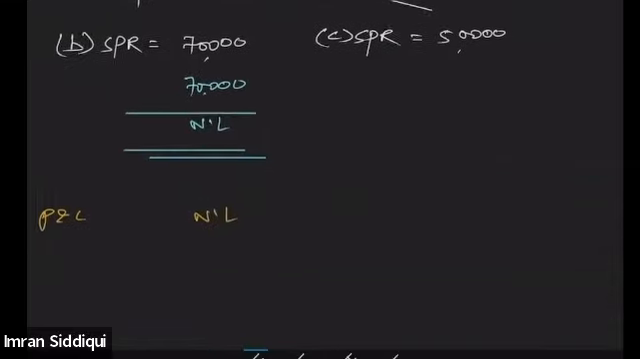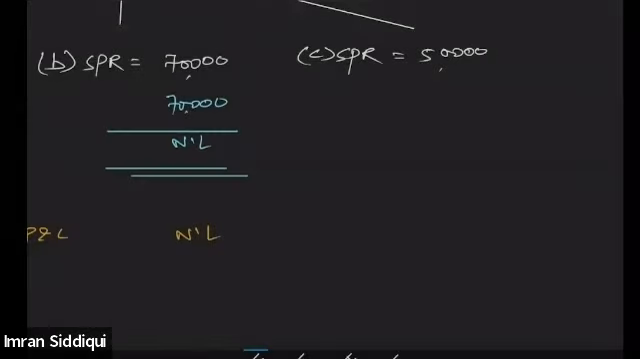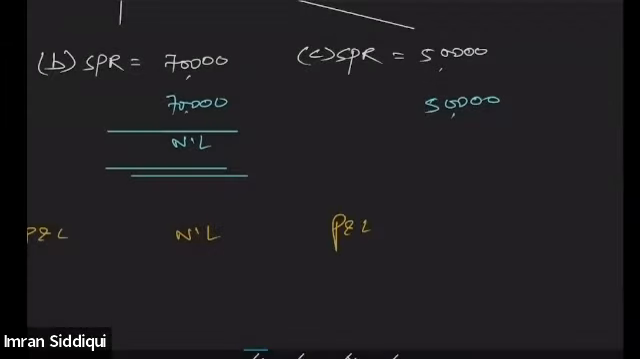Understood? But in case 3, because we have only 50,000 as security premium reserve and we need to write off a loss of 70,000, we don't have a sufficient amount of security premium reserve. In this case we will only be able to write off to the extent of 50,000. And after writing off the loss to the extent of 50,000, there will be a further 20,000 loss that needs to be adjusted, and the remaining amount will be adjusted with the profit and loss account. Understood? 20,000 will be adjusted with profit and loss account.